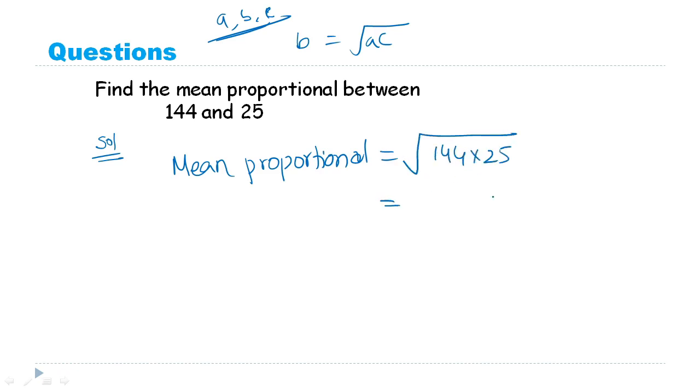You can do the multiplication, but wait, don't do it. If you know the square root of 144, you can write this one. If you know the square root of 25, you can write this one. And 12 5s are 60. So this way we can get the mean proportional.